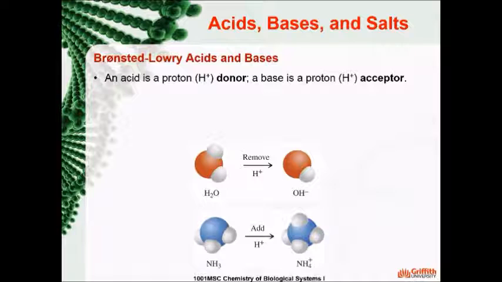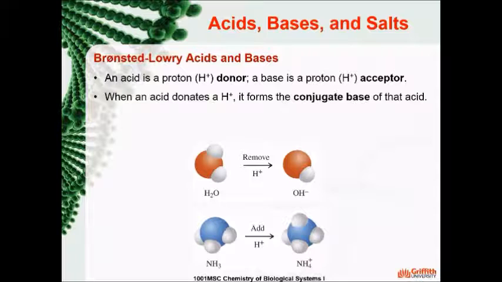According to the Bronsted-Lowry theory, the breakdown of acids and bases involves a process where the acid donates the proton and the base accepts the proton. So what happens to the acid after it has donated its proton? It becomes a conjugate base, because this element has the ability to now receive a proton and form an acid again. So we say when an acid donates a proton, it forms the conjugate base of that acid.